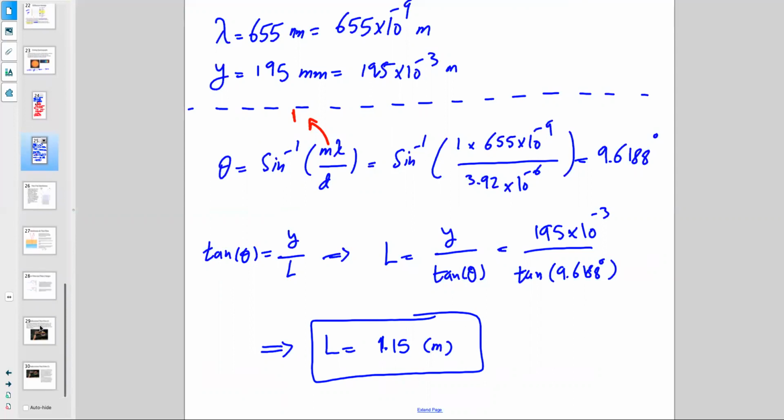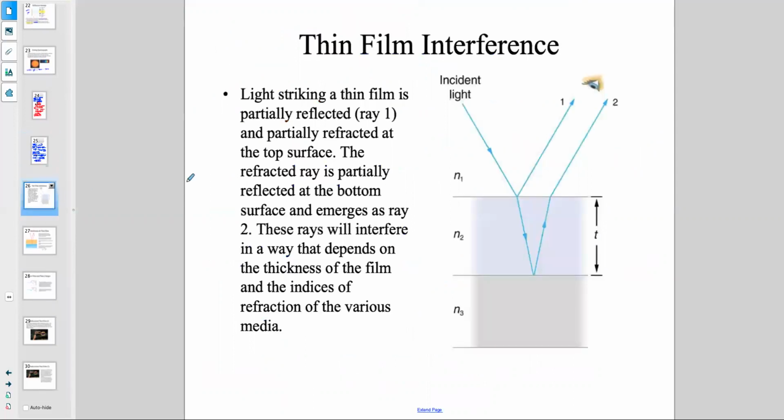So let's talk about thin film. If you have light striking a thin film, a portion of it will be reflected, which is ray 1. So if you have an incident ray coming in, a portion of it will be reflected, and a portion of it will be refracted. This is medium 1 with the index of refraction of n1. And then you have a thin film with a thickness of t, for example. This is the thickness of the film, and it has an index of refraction of n2.